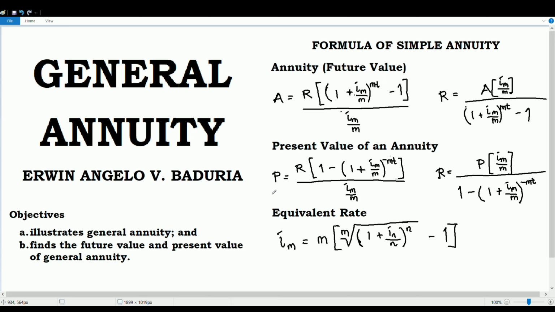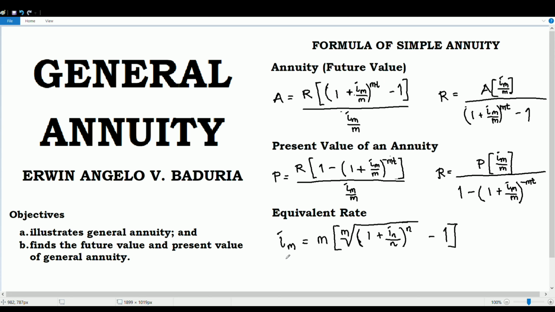For the present value P, it is equal to the regular payment times the bracket of 1 minus the quantity of 1 plus i sub m over m raised to negative mt, all over i sub m over m. Now, the value of the regular payment in this formula is equal to the present value times i sub m over m, all over 1 minus the quantity of 1 plus i sub m over m raised to negative mt.